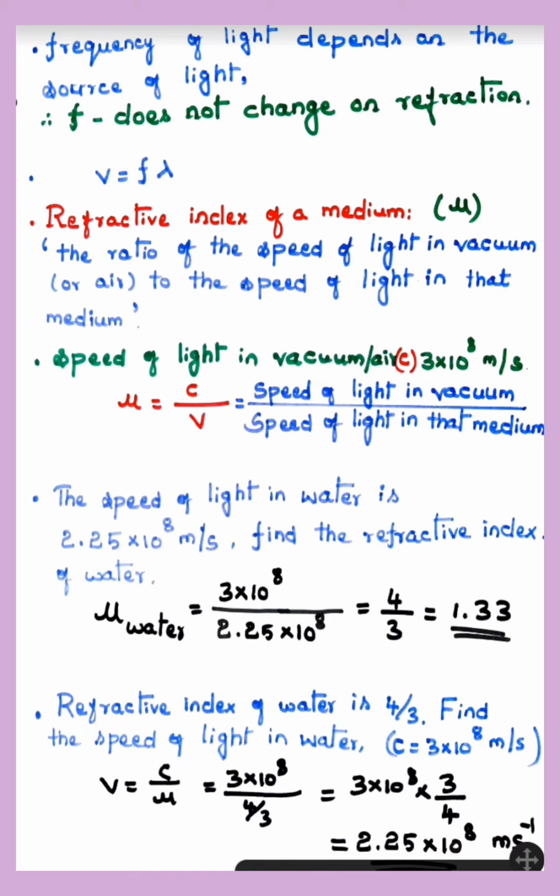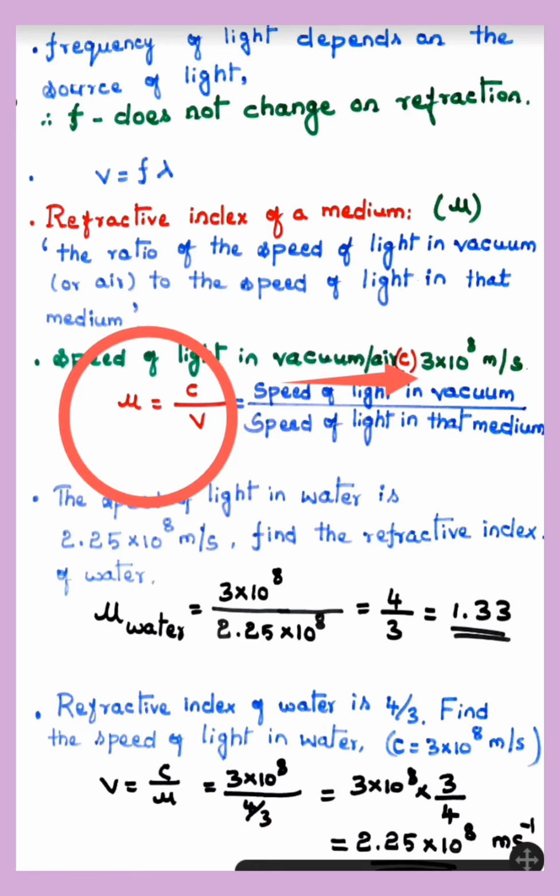Let's learn about the refractive index of the medium, or mu. The ratio of the speed of light in vacuum or air to the speed of light in that medium is known as refractive index. I repeat, the ratio of the speed of light in vacuum to the speed of light in that medium is called the refractive index. So here we can express refractive index as mu is equal to c by v, where mu is the refractive index, c is the speed of light in vacuum divided by v, the speed of light in that medium.